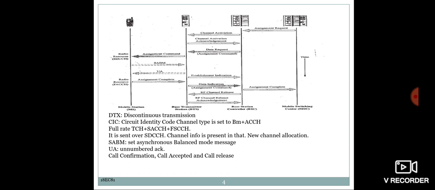Here it is going to allocate the channels: the traffic channels, stand-alone dedicated control channels, slow associated control channel, fast associated control channel, and even the broadcast channels need to be allocated. The BTS sends the channel type set to the Abis interface and the ACCH, which means full rate TCH plus the SCH channel and the frequency correction channel, that is FCCH. These channels are going to be allocated. That is the meaning of assignment of a traffic channel, depending on the voice or the data.